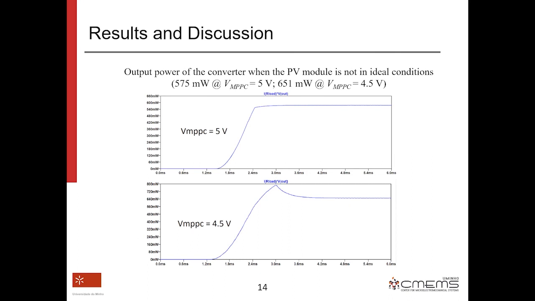In this case, we changed the equivalent circuits of the modules to simulate a module that is not in ideal conditions, so that the maximum power point voltage is only 4.5 volts. And as we can see, when we have an MPPC reference voltage of 5 volts, we obtain not even 600 milliwatts. But if we change that reference voltage to 4.5 volts, the output power increases to around 700 milliwatts.